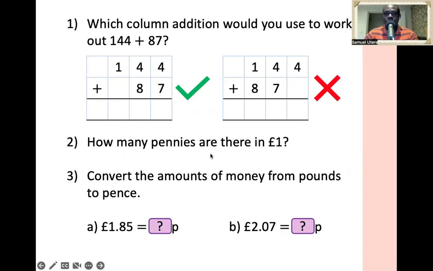Here you ask how many pennies are there in £1? There are 100 pennies in £1. Then here you ask to convert the amount of money from pounds to pence. Of course, this should be 185 pence and this should be 207 pence.